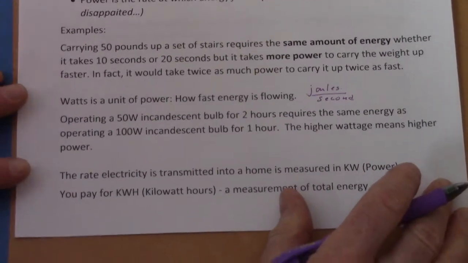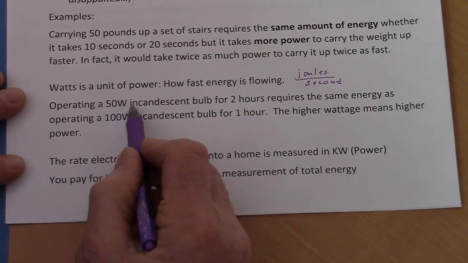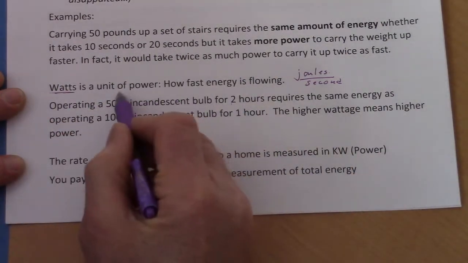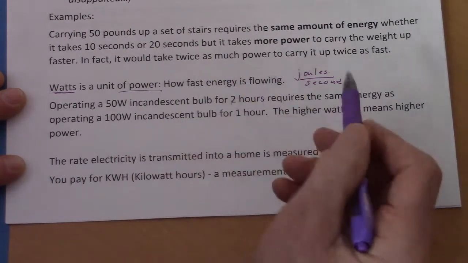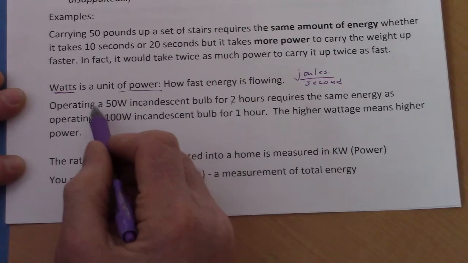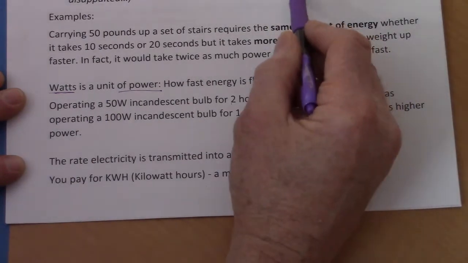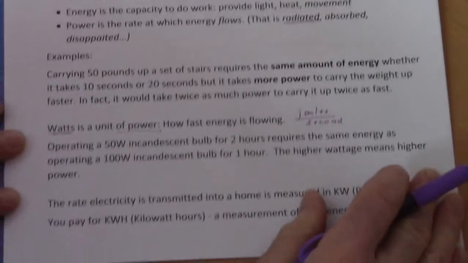So an example is if you operate a 50-watt incandescent bulb. Now remember, watts is a unit of power. So that's how fast something's energy is moving, or being transmitted or absorbed or radiated. In the case of light, it is energy that's being radiated.